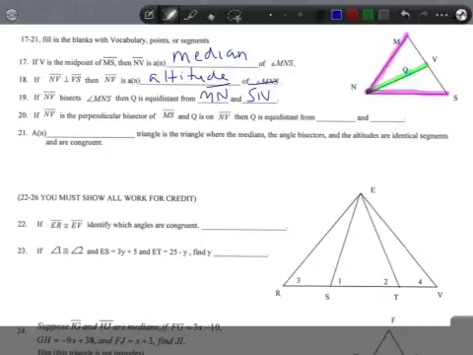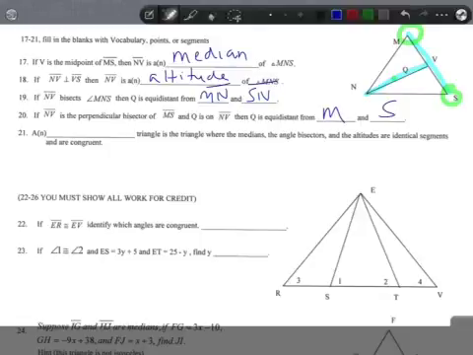If NV is the perpendicular bisector of MS and Q is on NV, then Q is equidistant from what two things? So I'm going to highlight the parts that we're talking about. NV is perpendicular to MS. NV is the perpendicular bisector, so Q, any point on there, would be equidistant from M and from S. So from those 2 points.